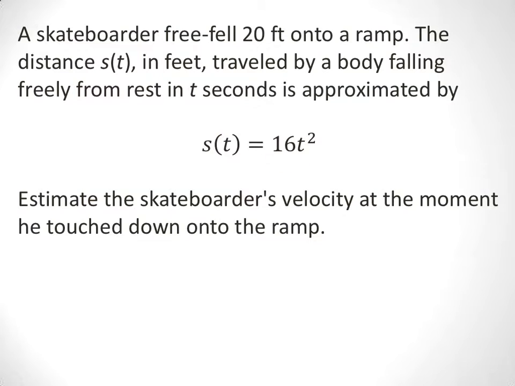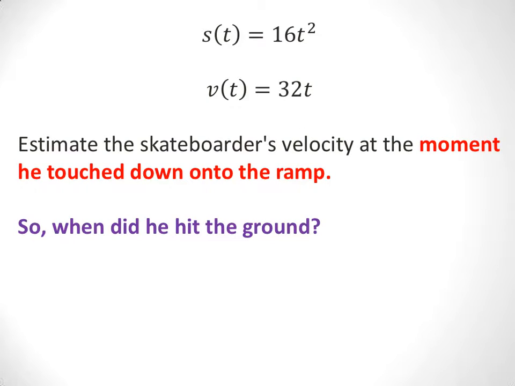So the first thing we think is let's do velocity, which we know is the first derivative of that distance function. But if we want to find out how fast the skateboarder was going when he actually hit the ground, we have to know at what time he hit the ground. So we've got to find t here using that idea of he fell 20 feet. So when did he hit the ground? He hit the ground at 20 feet, and whatever t will give us that value. So let's go find that.